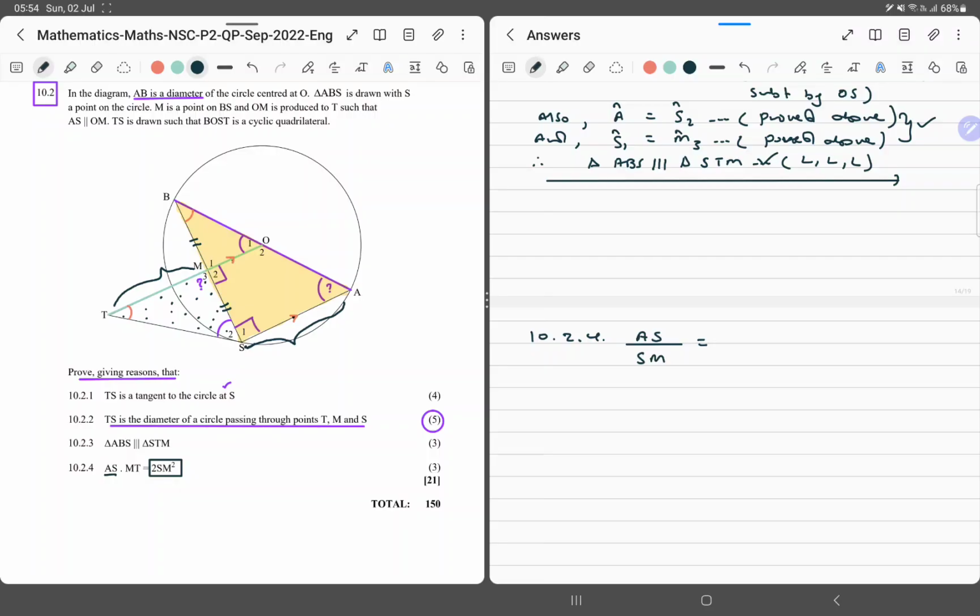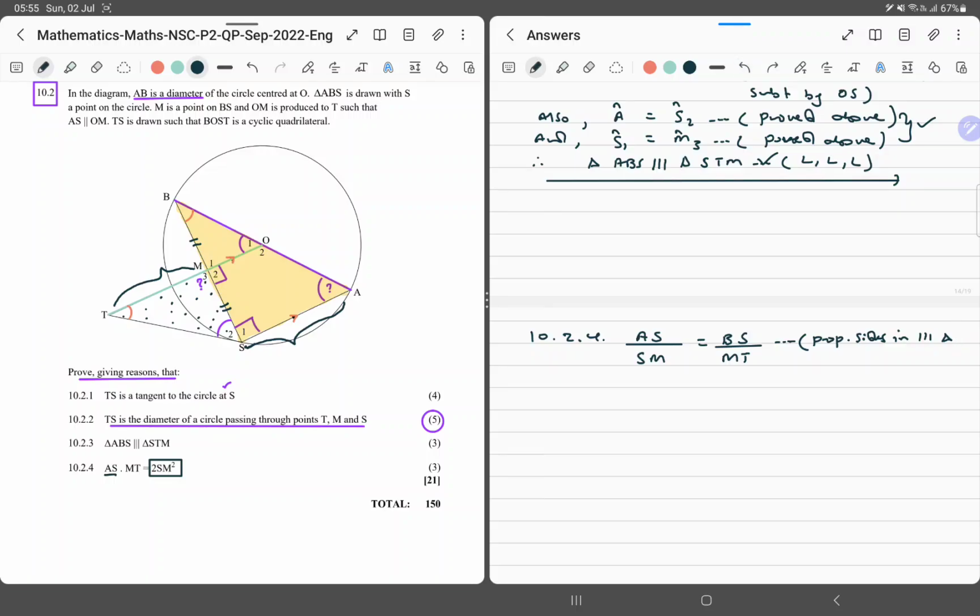Now we can see here we want to use SM, but for now we can use BS. BS is opposite that angle A in the yellow triangle, but that angle A is equal to angle S2 in the other triangle, and the side opposite it is TM or MT. Okay, so that is the story. So again, this is now the proportional sides in similar triangles.